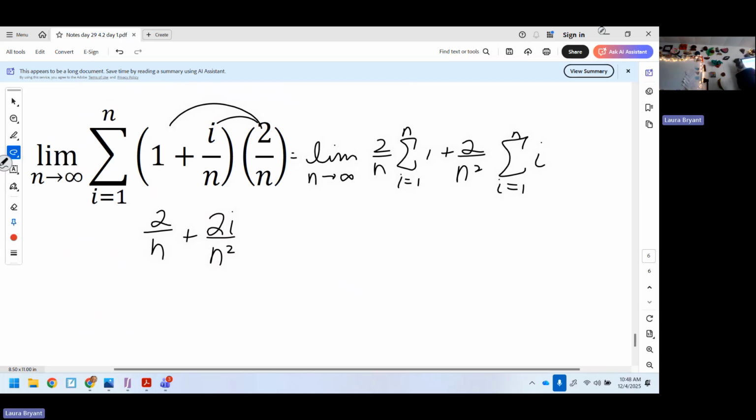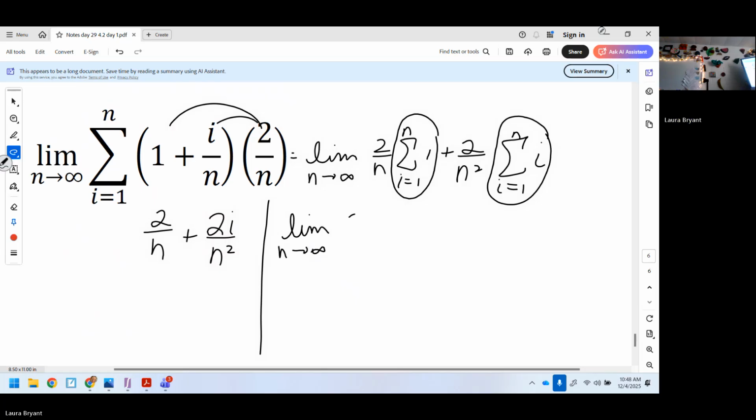And now I have two different formulas. This one is a constant, and that one is i. So limit as n goes to infinity, 2 over n carries down. My formula for a constant is constant times n. Hopefully that's one you have memorized already. So 1 times n. Carry down 2 over n squared. And do you have the formula for i memorized now? Yes, good. n times n plus 1 over 2. They're painful, but you've got to memorize them.